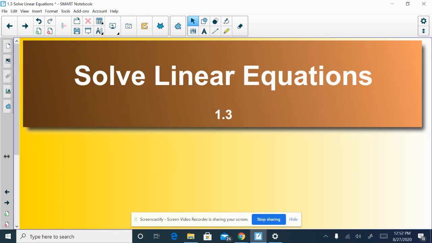Welcome to our second section in Algebra 2. This is actually section 1.3, which we are studying: solving linear equations.